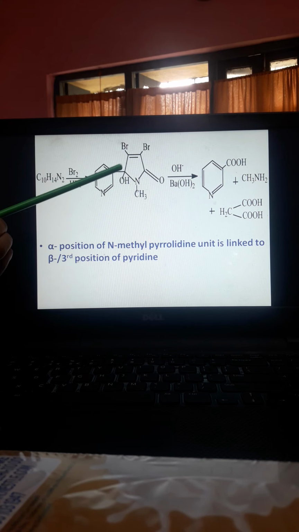When nicotine, C10H14N2, is treated with bromine in presence of HBr, it forms dibromonicotine, which on heating in presence of barium hydroxide breaks down into nicotinic acid, methylamine and malonic acid, right? So again we can conclude that the alpha position of the N-methylpyrrolidine unit is linked to the beta or third position of pyridine. Again this is the conclusion.